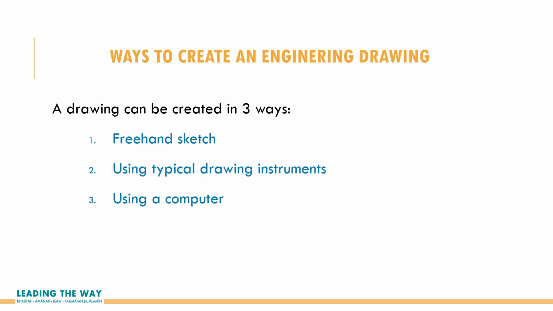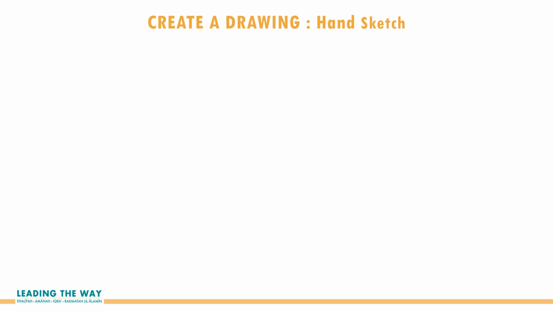A drawing can be created in three ways. One is freehand sketch, second is using typical drawing instruments, and the third one is using the computer, which is using software. Now let us look at some examples of drawings created through hand sketch.